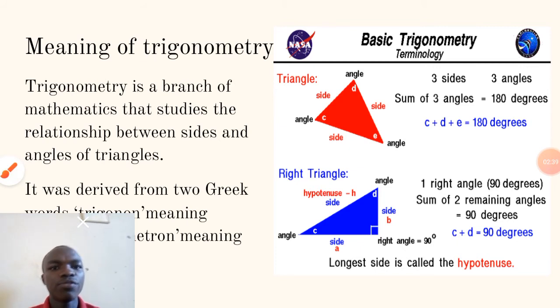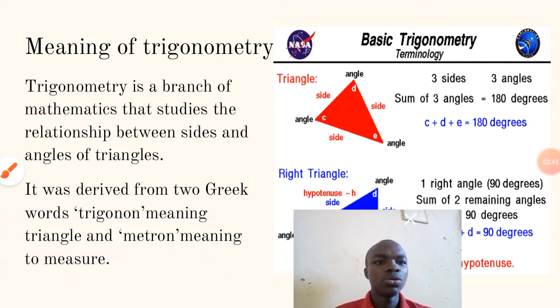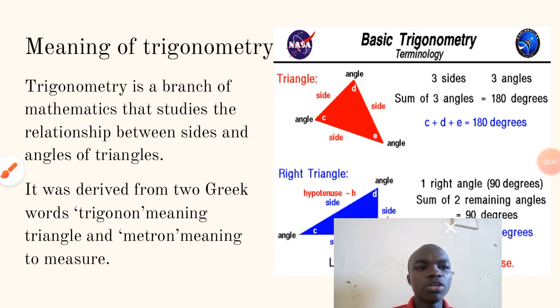Next we have the meaning of trigonometry. Let me shift this here so that we can see them together. There we have: trigonometry is a branch of mathematics that studies the relationship between sides and angles of triangles. It's a branch, an aspect of mathematics. Mathematics is divided into so many branches. You have algebra, geometry, trigonometry, statistics, and so on like that. So trigonometry is an aspect of mathematics.